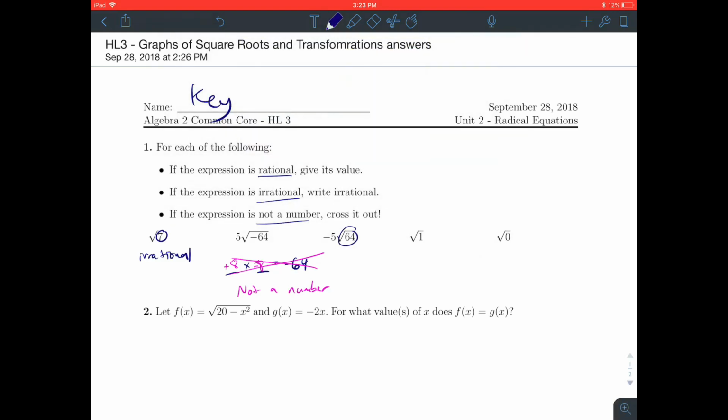Next up, we've got negative 5 square root of 64. The square root of 64 is 8 because 8 times 8 is 64. So we get negative 5 times 8, which is negative 40. Square root of 1 is 1, and square root of 0 is 0, just like we saw in class. All three of these are rational numbers.